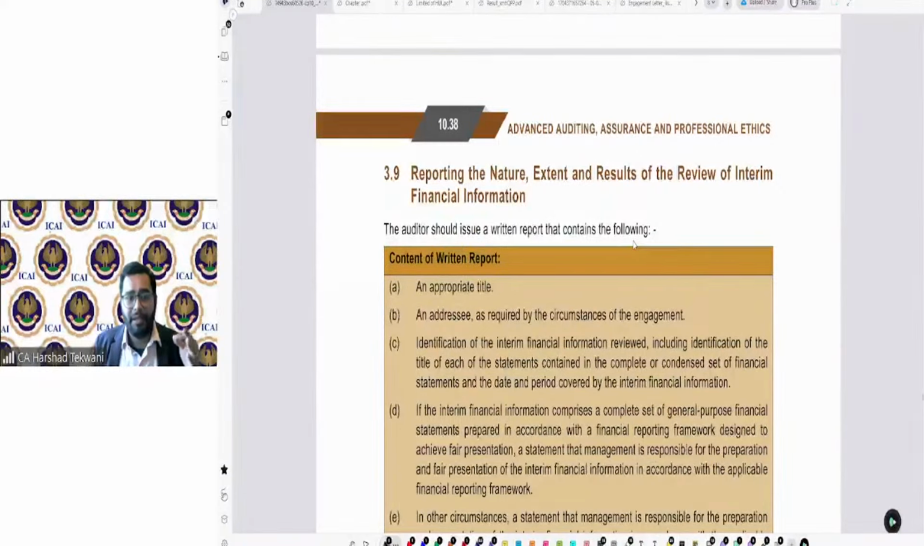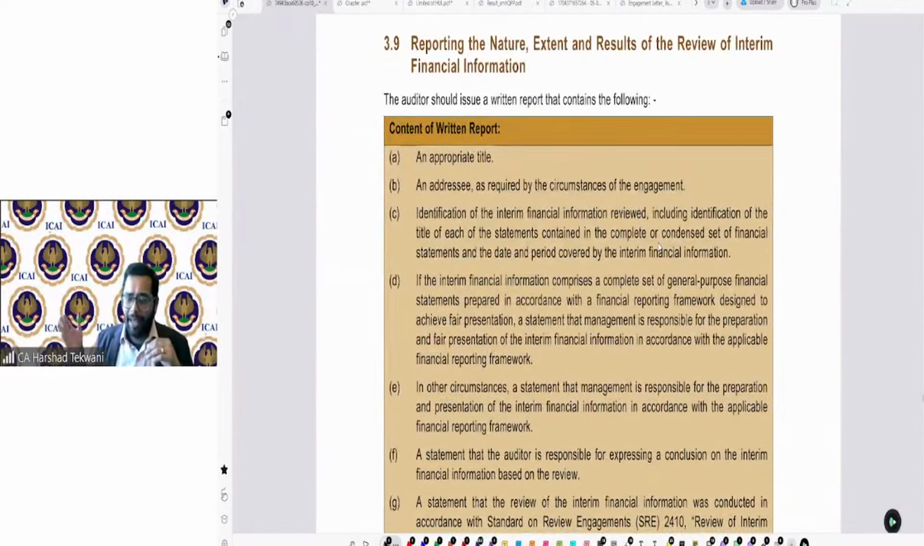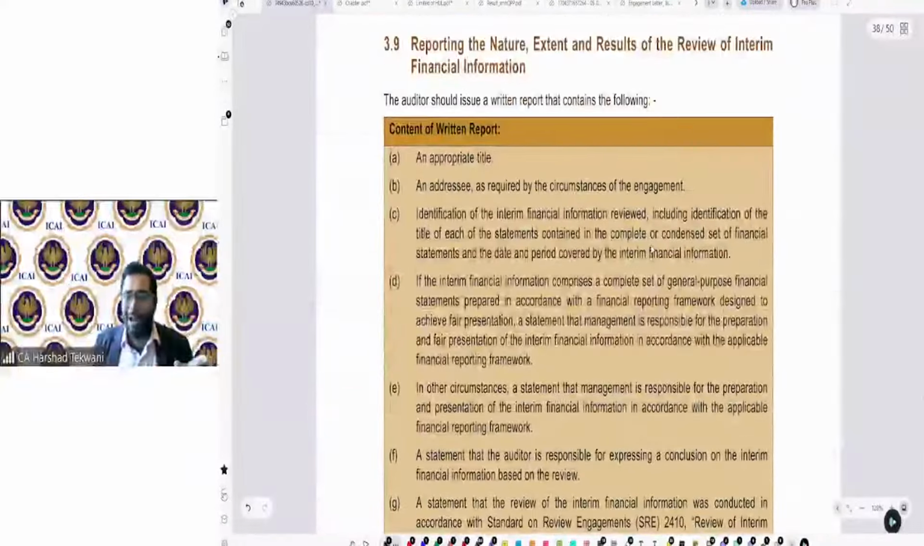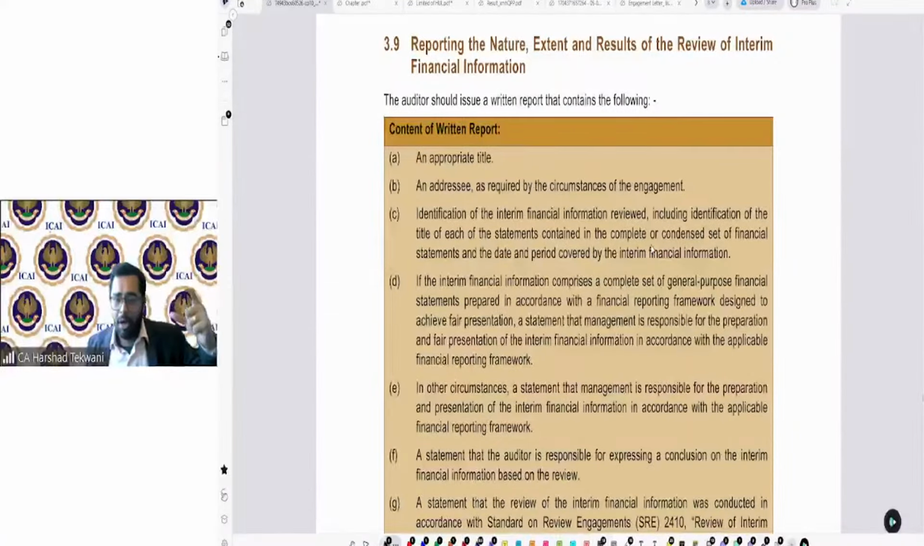Nature, extent, and the results of the review of interim financial information. Now, whatever I have discussed till now is on the similar line of what is required to be performed under SRE 2400 plus audit. There is no difference. The only difference is that the auditor is performing a review of interim financial information. Earlier, we were talking about the practitioner performing a review of historical financial information. Now, the word practitioner becomes auditor, and historical financial information becomes interim financial information. That's it.